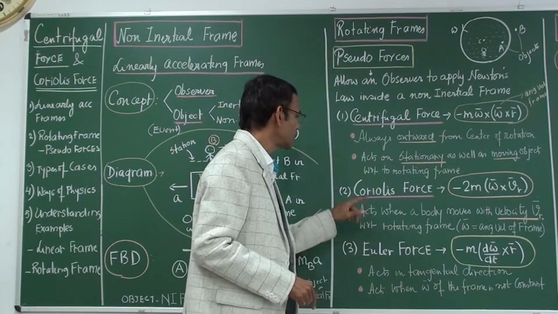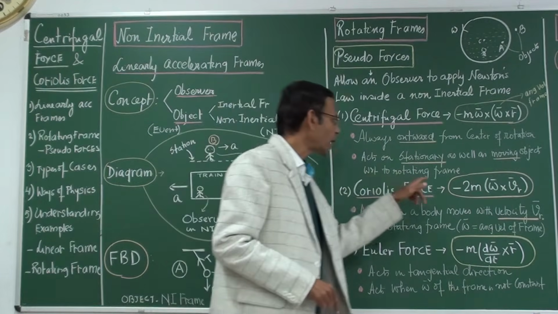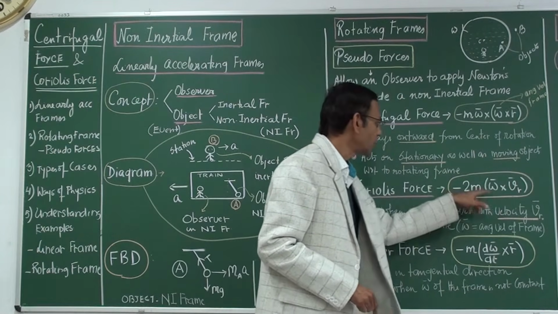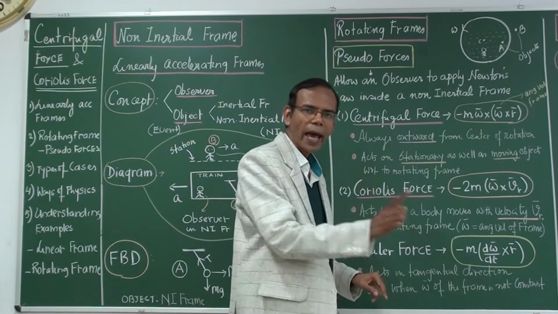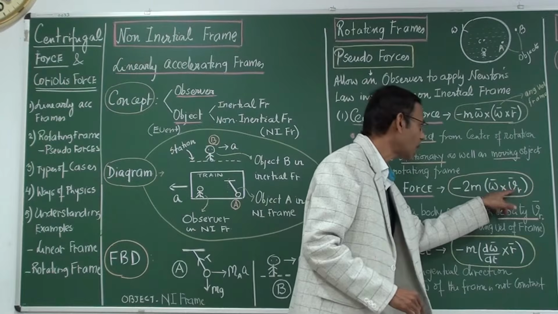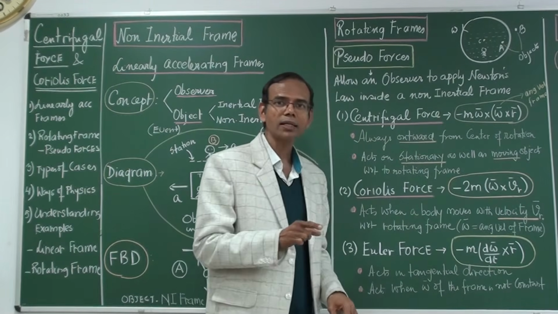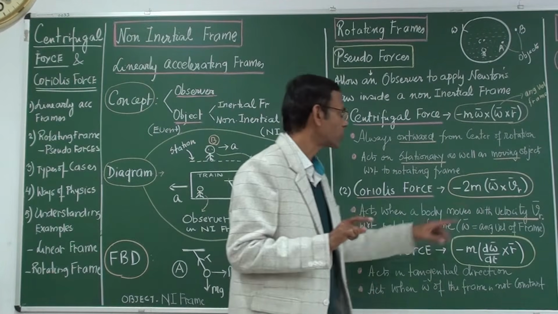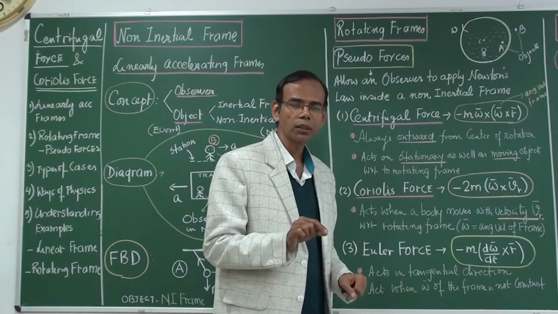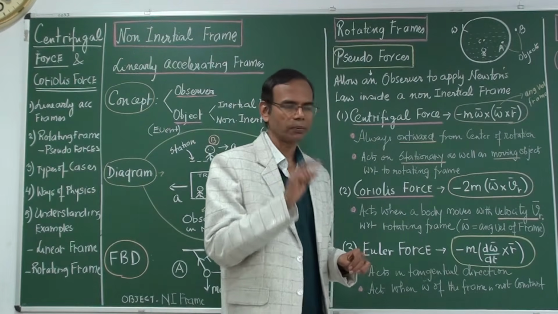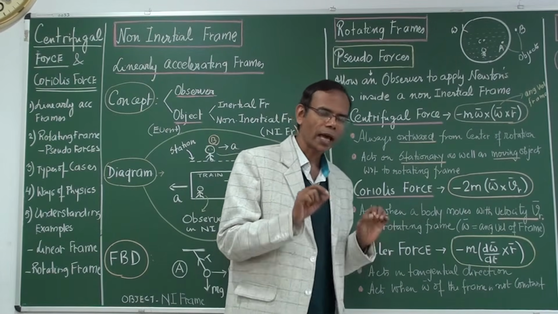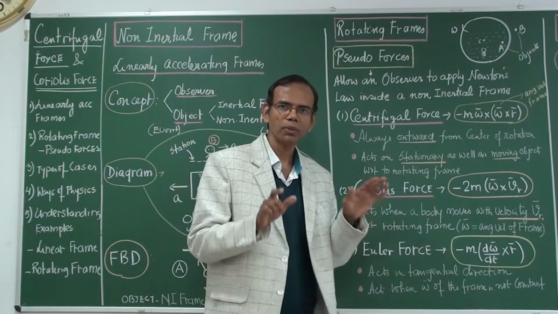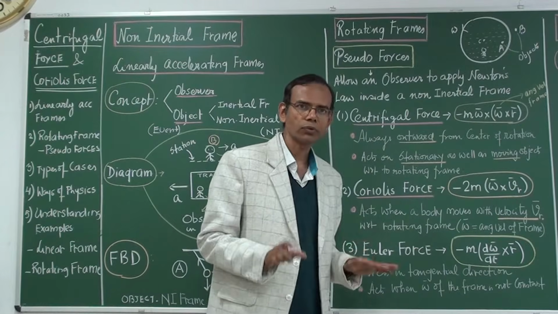The second one is the Coriolis force, minus 2m omega cross Vr. Again, what is omega? It is the angular velocity of the frame. Vr, this is very important. Vr is the velocity of the body with respect to the frame. It is very, very important. Vr is the velocity of the body or the object with respect to the frame. So, if a body is having a velocity with respect to the frame, Coriolis force will act. So, there will be a Coriolis force along with the centrifugal force.